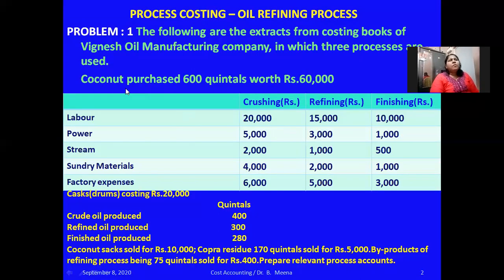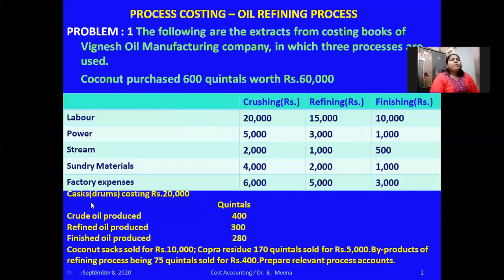Apart from this, what was the input given for the crushing process? Coconut purchase. I repeat, the input used in the crushing process, the very first process, is coconut purchase of 600 quintals worth rupees 60,000, right? So this will be the input in the crushing process, to be posted on the debit side of the crushing process.